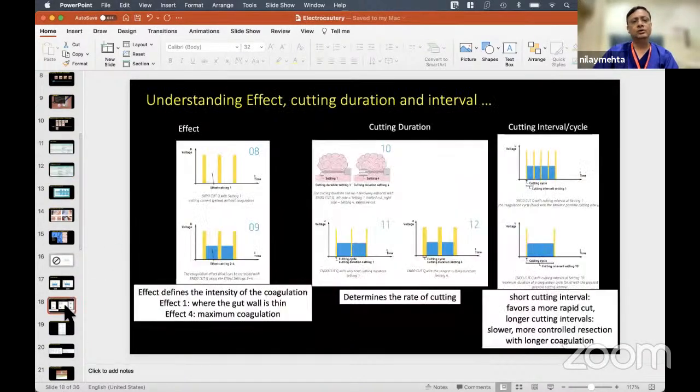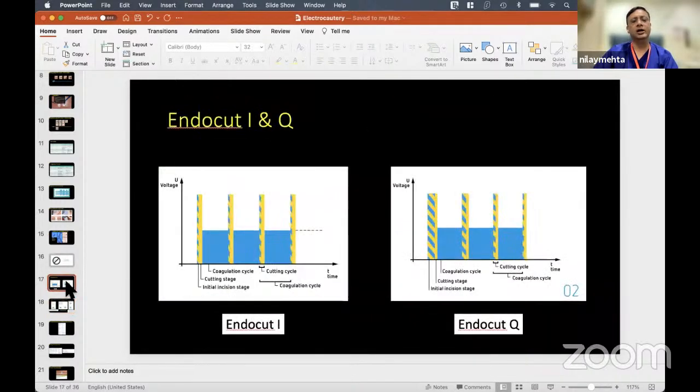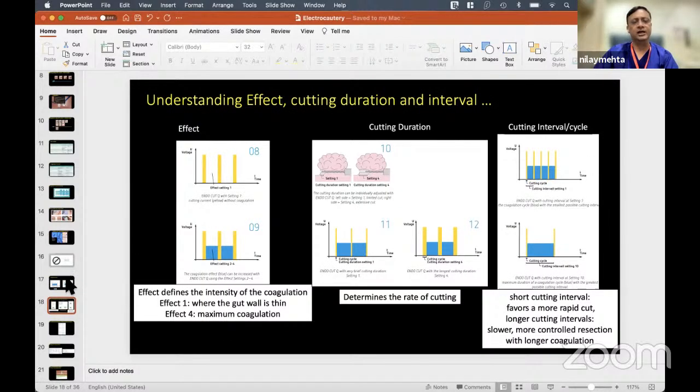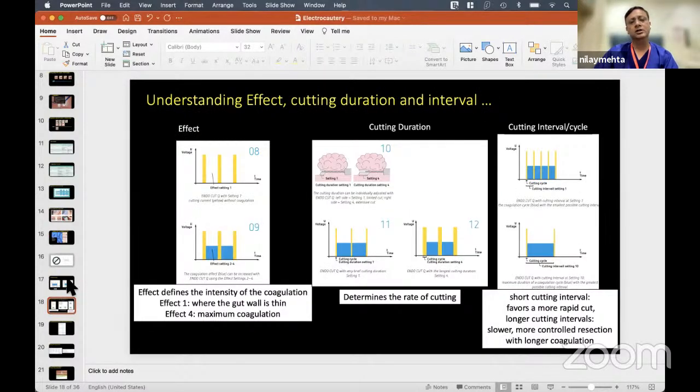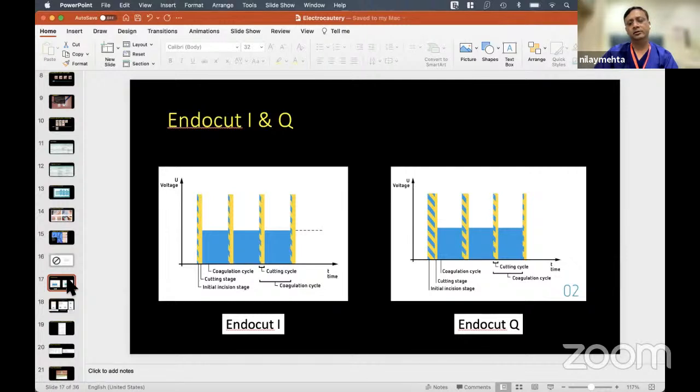Prakash, can you tell us what is this endocut I and Q and these smart current modes? When we say this is effect, this is cutting duration, and this is the cutting interval. Can you just share your views on that?